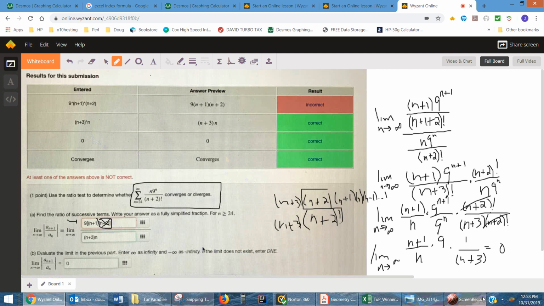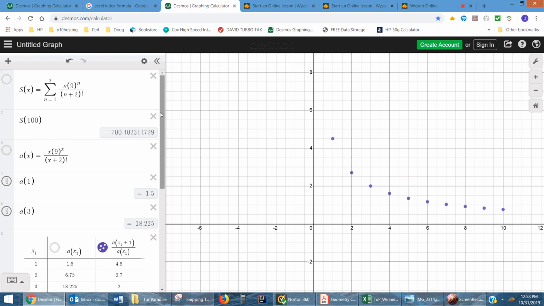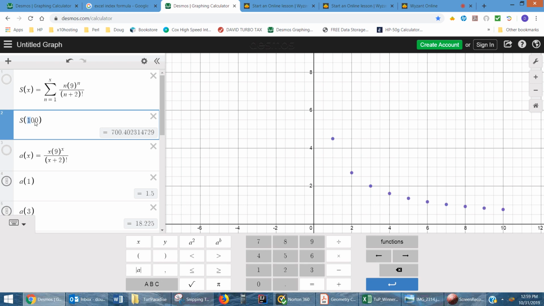Okay, so I'm going to end the video. Oh, by the way, I wanted to show you how you can do some of this stuff on Desmos. Like, here's a sum s sub x, a function which I've defined with the summation notation from n equals 1 to x of, there's your definition of your nth term, and I can find s sub 1, 1.5, s sub 2, s sub 3, sum 4 terms together, 5 terms together, 100 terms together, I get 700 something.